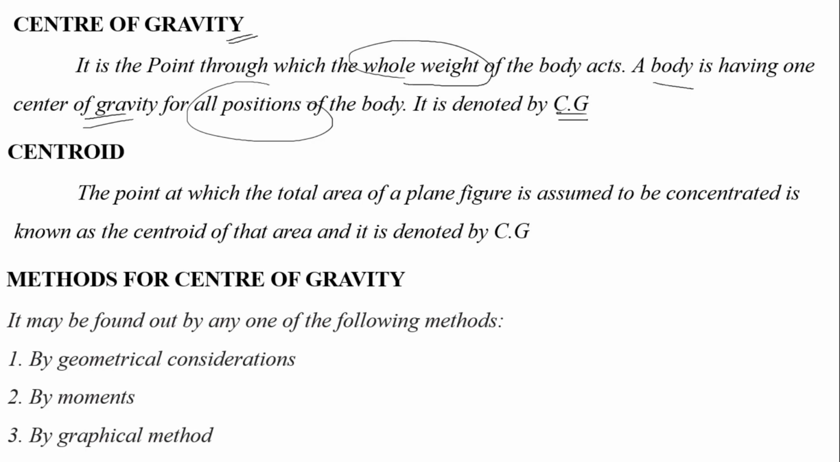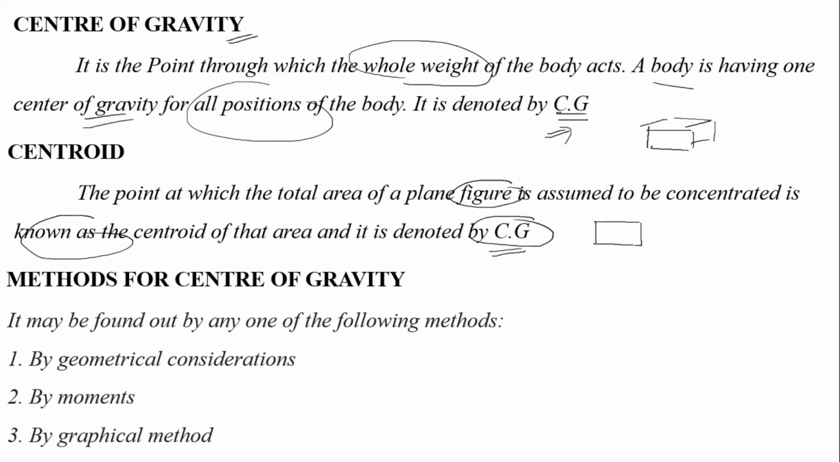Whereas the centroid is the point at which the total area of a plane figure like a rectangle, square or triangle is assumed to be concentrated, and it is also denoted by CG. Center of gravity is denoted by CG and centroid is also denoted by CG. Then what is the difference between center of gravity and centroid? Center of gravity is for 3D objects, whereas centroid is for planes, 2D objects, right?